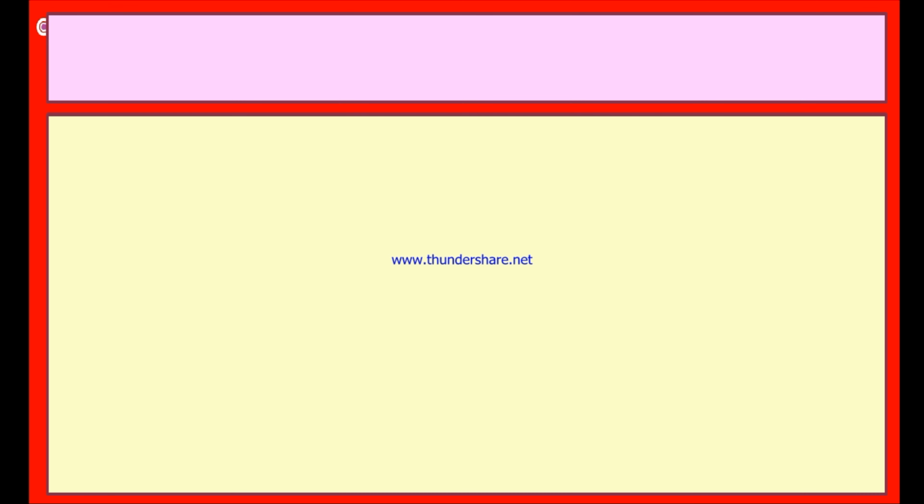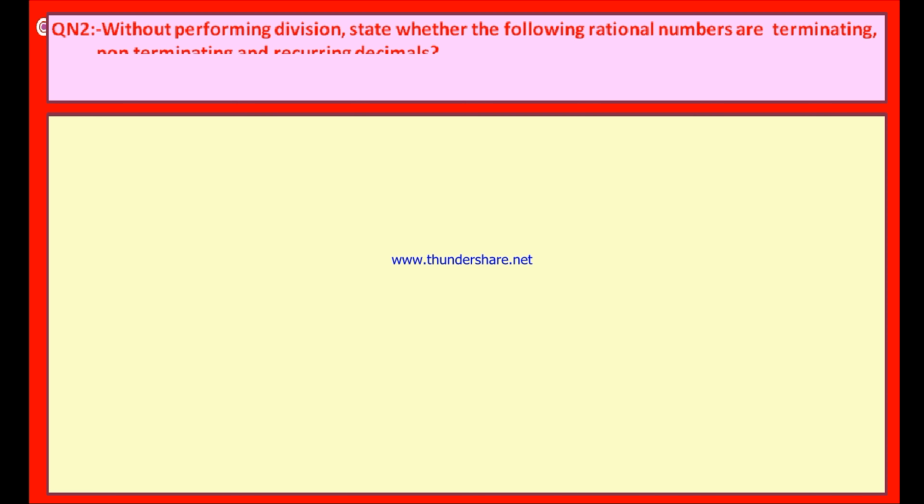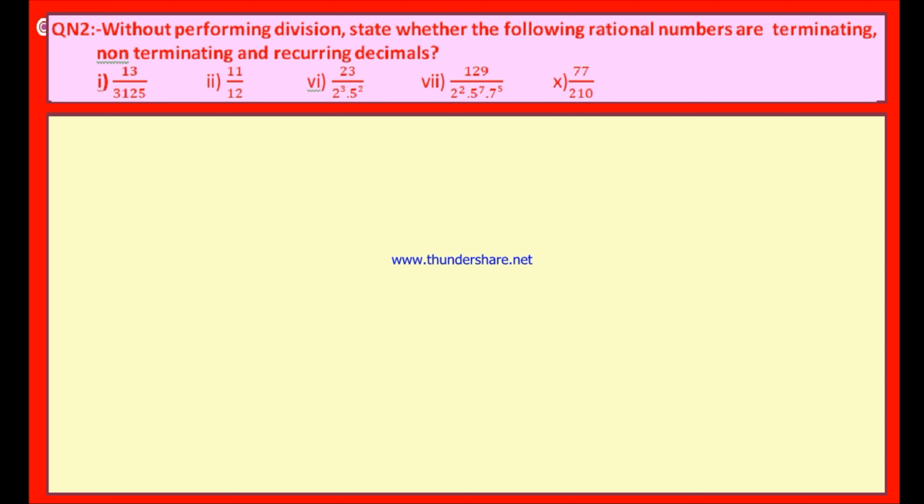Next is question number 2. Without performing division, state whether the following rational numbers are terminating or non-terminating and recurring decimals. The first part is 13 by 3125, the second part 11 by 12, the sixth part 23 by 2 cube into 5 square, the seventh part 129 by 2 square into 5 power 7 into 7 cube, and the tenth part 77 by 210.